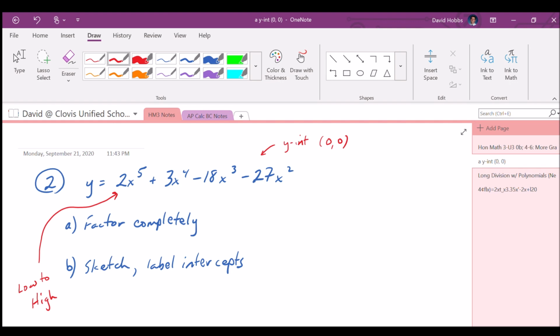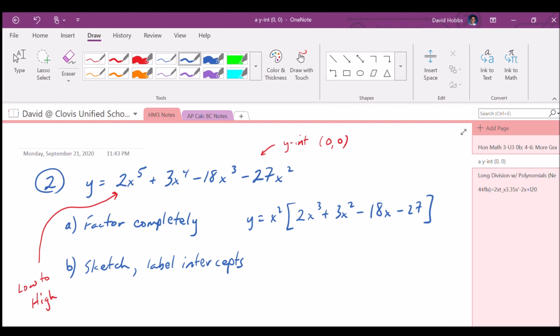Okay, now factoring completely. What do we look for first every single time? We always look for a GCF first. What's the GCF? Well, there looks like there's a GCF of x squared. Okay, so y equals x squared, and that leaves 2x to the 3rd plus 3x squared minus 18x minus 27. Okay, now, is there more that we can factor? Well, look at the 4 terms that are in there. 4 terms, we usually look at grouping as a possibility.